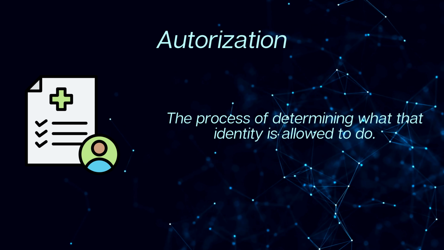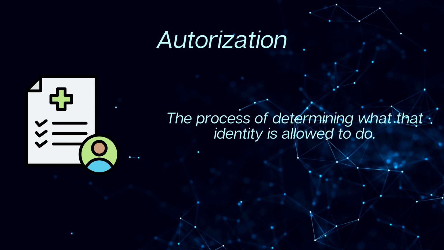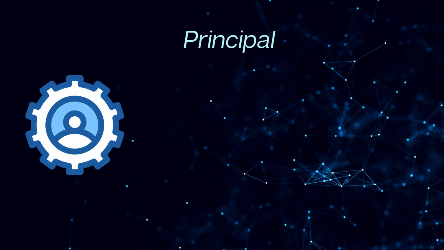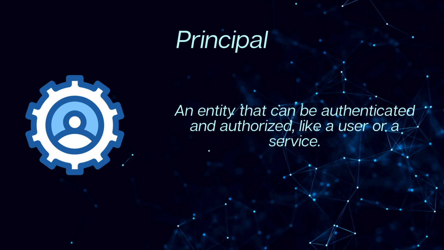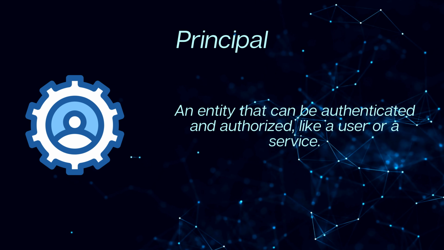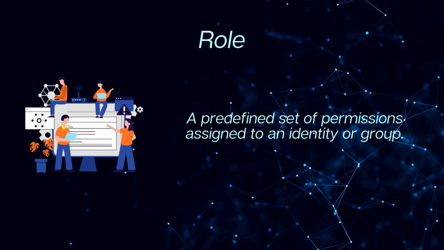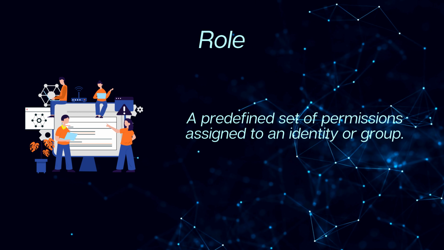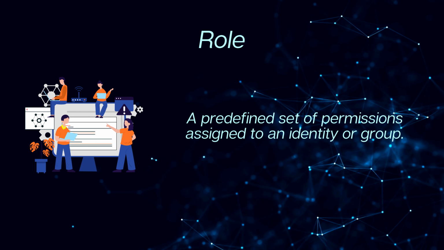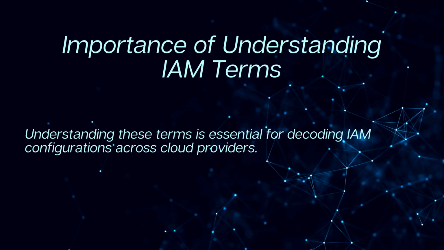Authorization: the process of determining what the identity is allowed to do. Principal: an entity that can be authenticated and authorized, like a user or service. Policy: a set of rules defining what actions are allowed or denied for a principal. Role: a predefined set of permissions assigned to an identity or group. Understanding these terms is essential for decoding IAM configurations across different cloud providers.